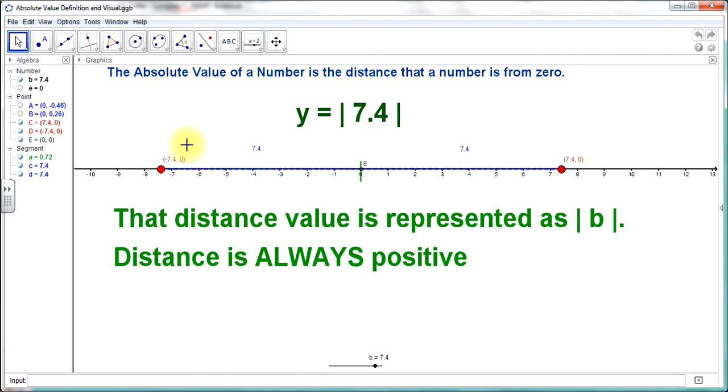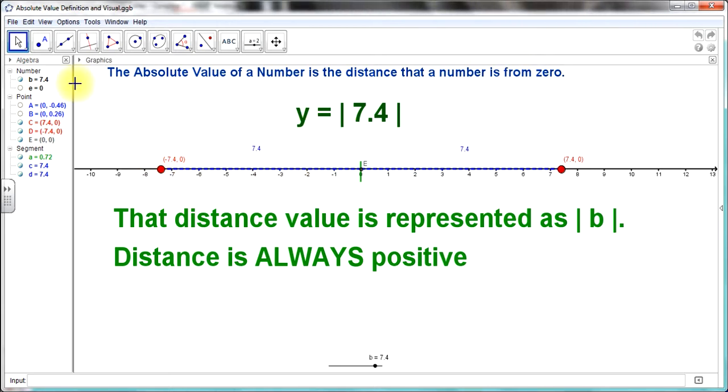So I made a GeoGebra applet here, and this says that the absolute value of a number is the distance that a number is from 0. And distance is always positive, so that's why the absolute value is always going to give us a positive value. Look what I have here.